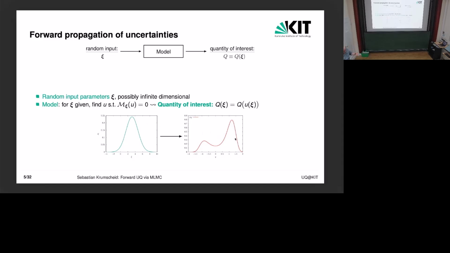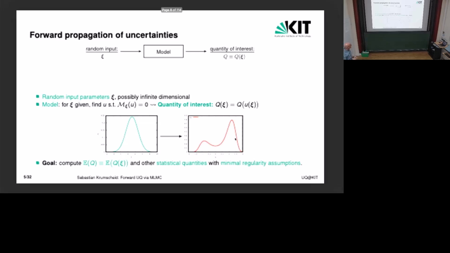Okay, and then what I mean by uncertainty quantification is really forward uncertainty quantification. We want to understand some statistical quantities of this quantity of interest, and we want to do this for a class of problems as generic as possible, so under minimal regularity assumptions.